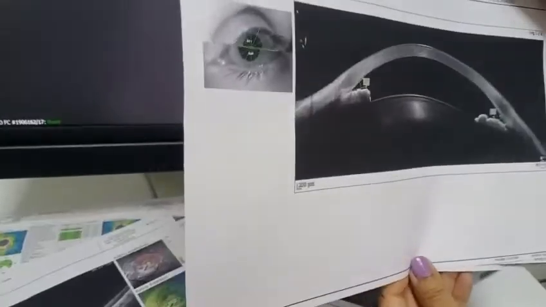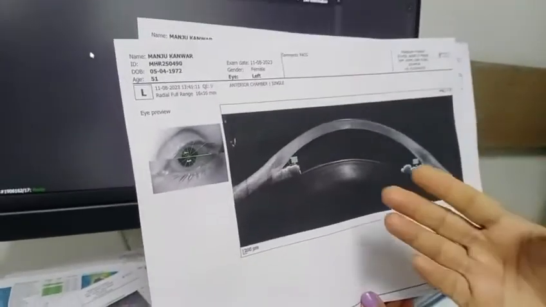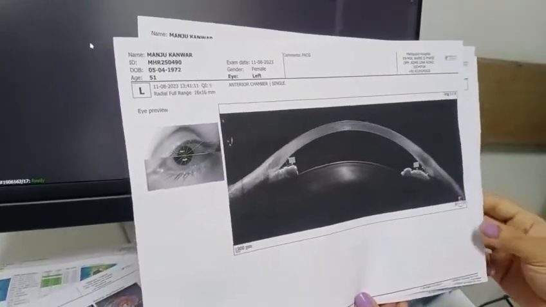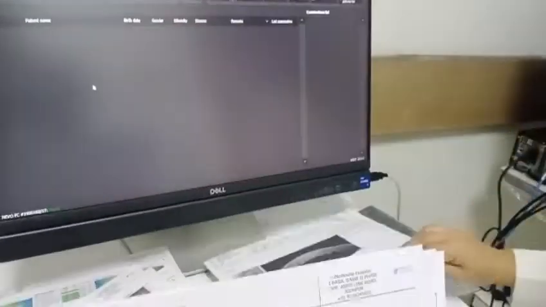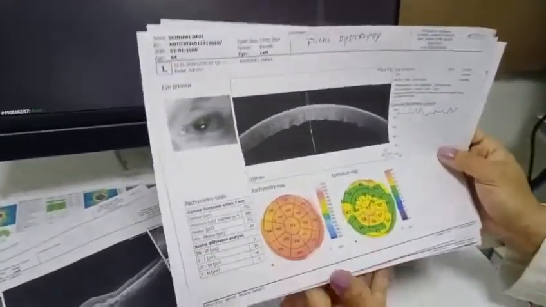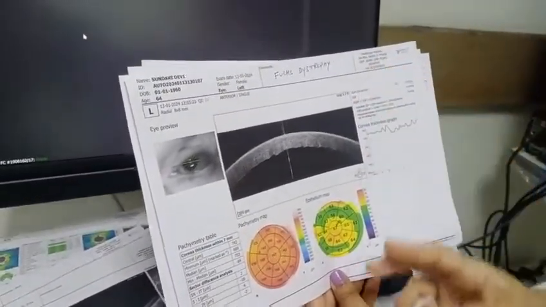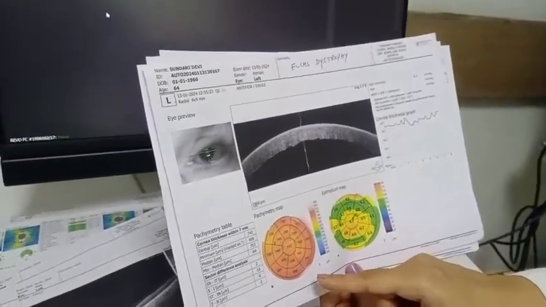this is the picture of that patient. It is an angle of almost 23-21. So it is a case of typical PACG. And again, we go to Fuchs dystrophy. There is a typical picture of Fuchs dystrophy and corneal edema.